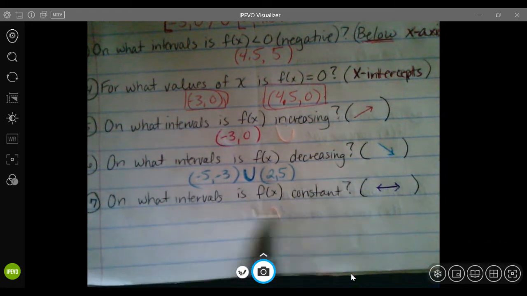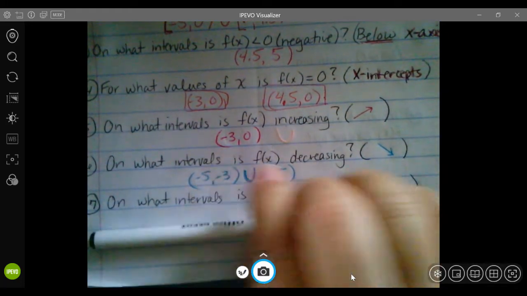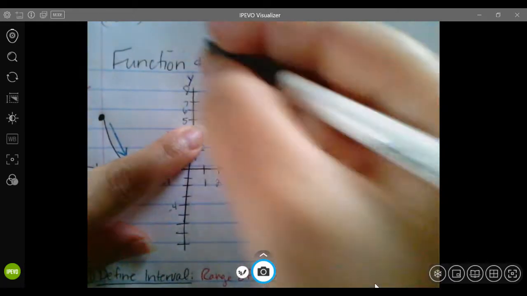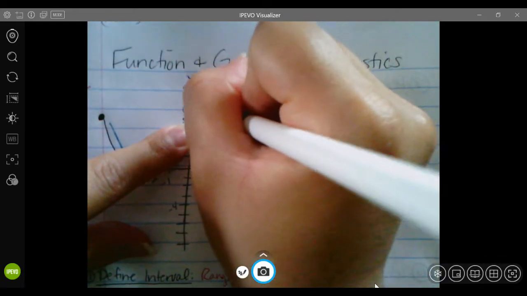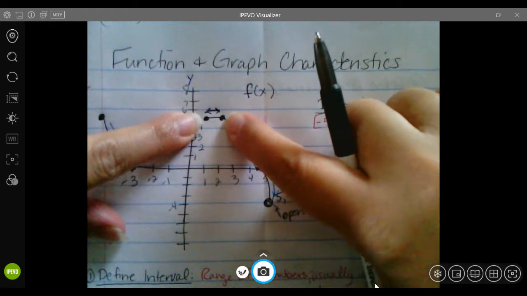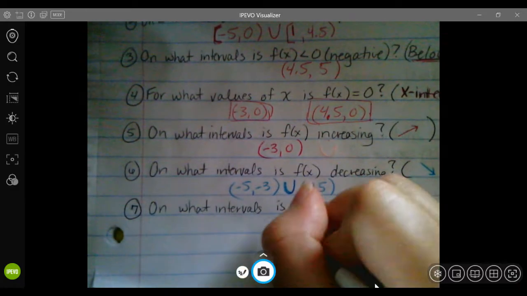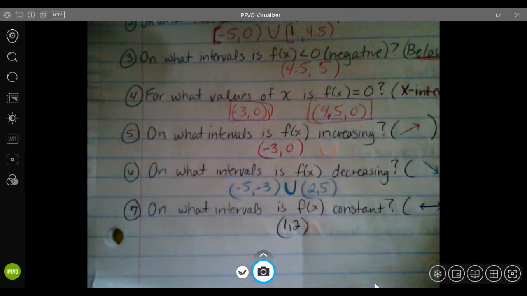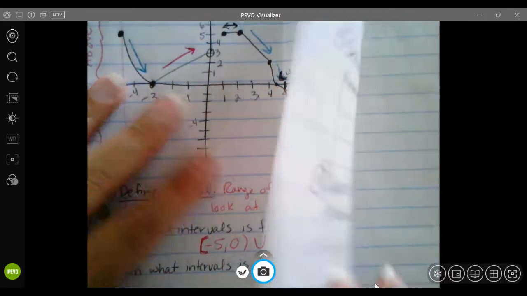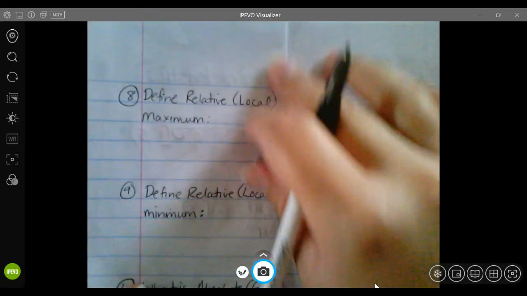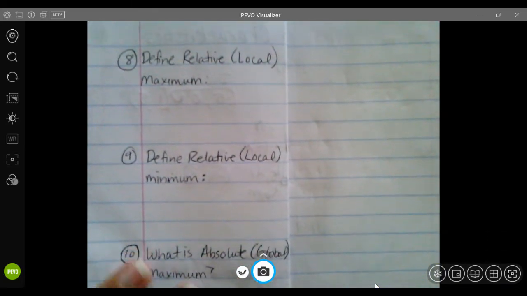And the last one is asking us where is it constant, which means where is it just going across? And that's happening in one little spot right here. Between 1 and 2. So (1, 2). Okay, couple more questions. What I did is I went ahead and folded my paper in half, and I have some questions here on the back. So pause if you need to, and then write them down.